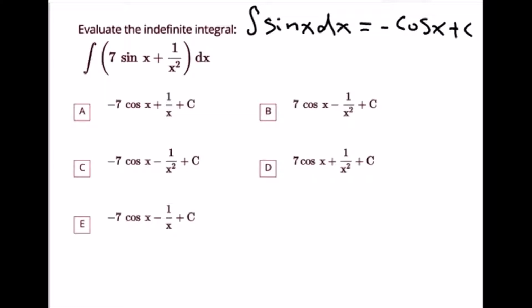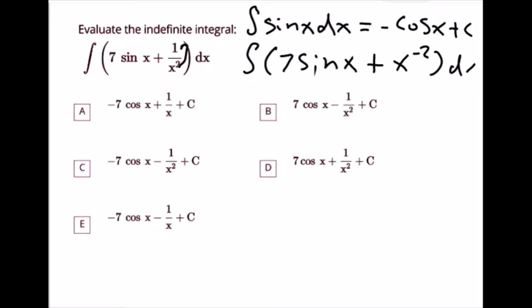So here, as you can see, in our question we have a fraction. So we will rewrite the integral. We'll write it as the indefinite integral of 7 sine x plus... we will swap the x to the top, but we need to change the sign of the power. So we get plus x to the power of negative 2 dx. Now we can start solving.